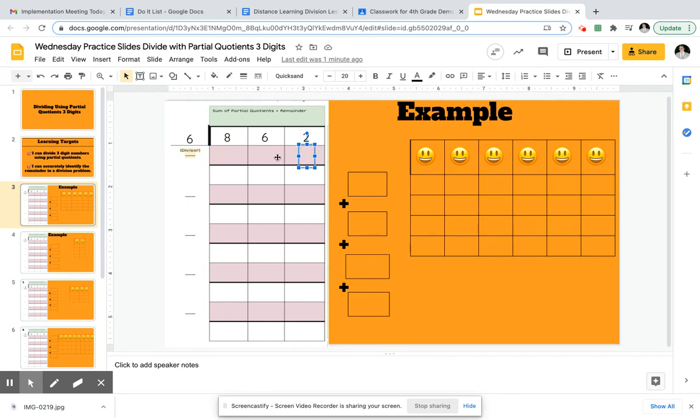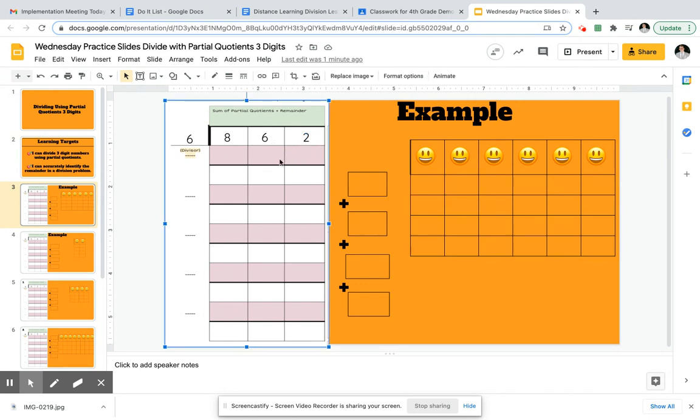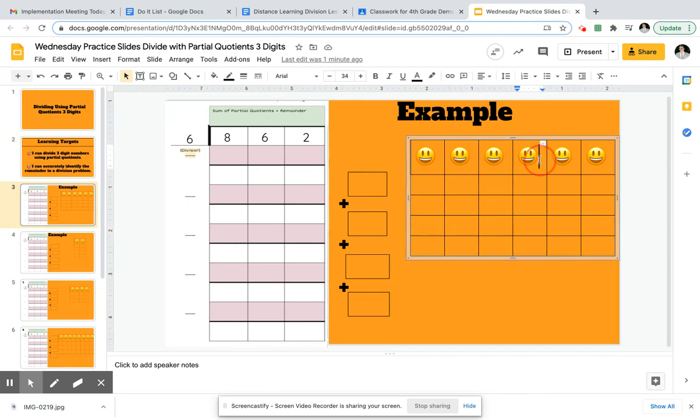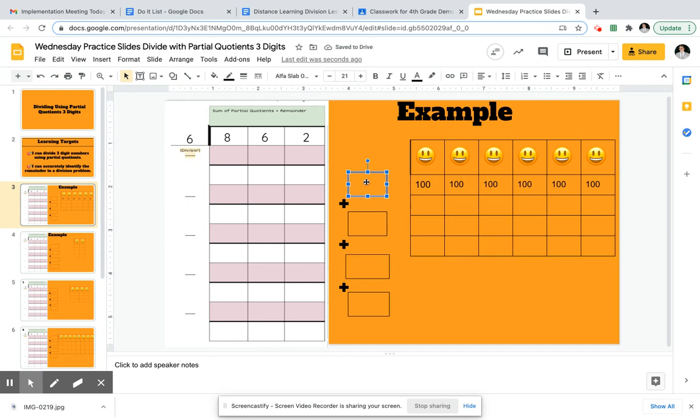Now we need to figure out how many groups of 6 we can fit inside 862. So we can think about it like we have been: we have 6 friends or 6 smiley faces over here, and we have 862 Skittles to split evenly amongst these friends. Let's get started. First thing we're going to think in our head is, can I give them each 100? We have a number in the hundreds place, so can I give them each 100? Well, if I have 6 friends and I give them each 100, that would give me 100, 200, 300, 400, 500, and 600. So yes, I can give them each 100.